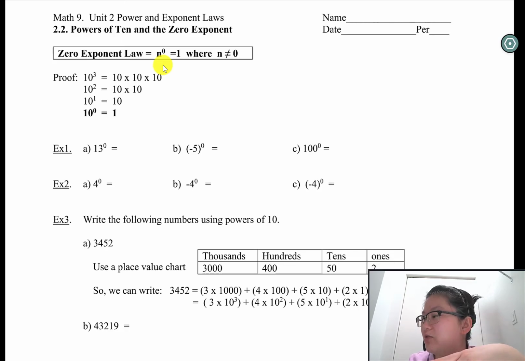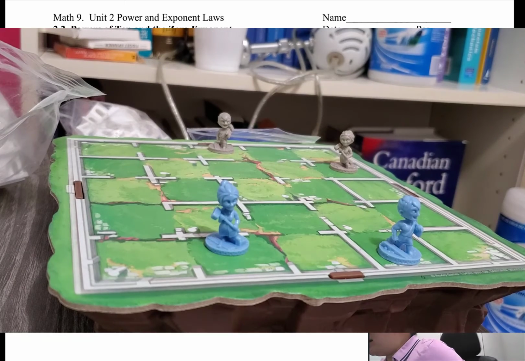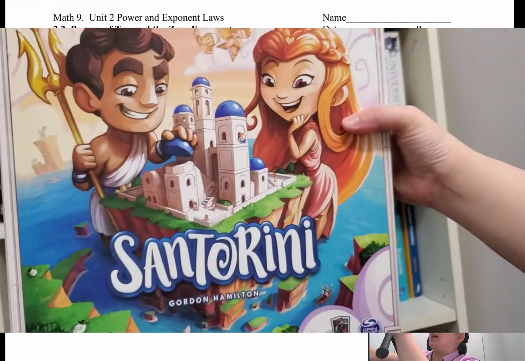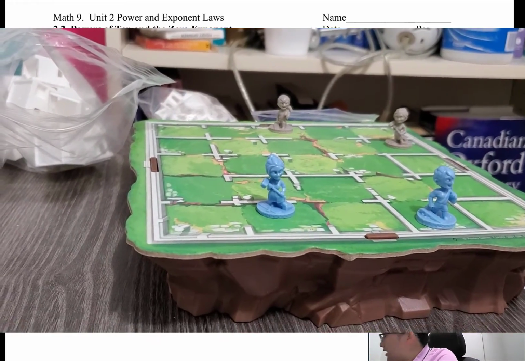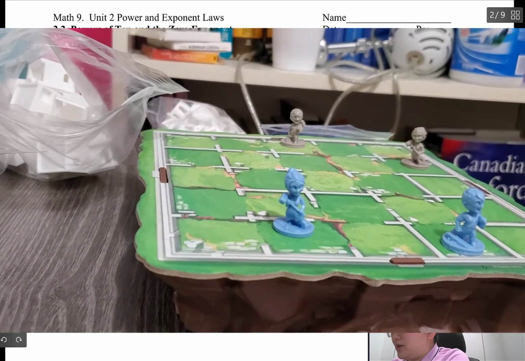But let's turn over to my other camera. Hopefully I'll keep this short. Alright, so this game is called Santorini. It looks like this. Okay, let's just take it off. Ooh, it's a nice, cute little game. It's a 2-player game, so 1v1.